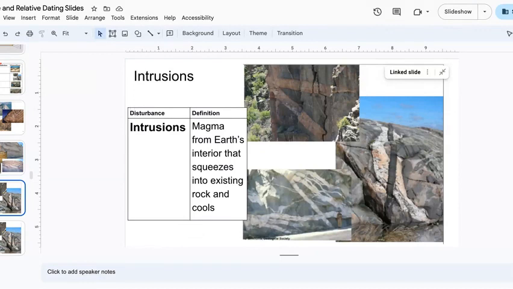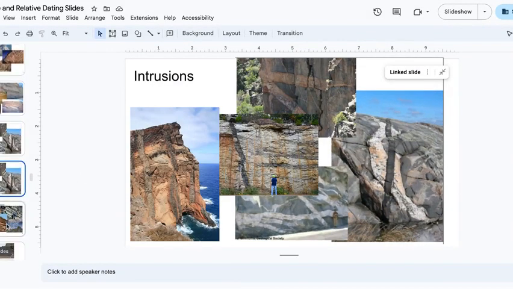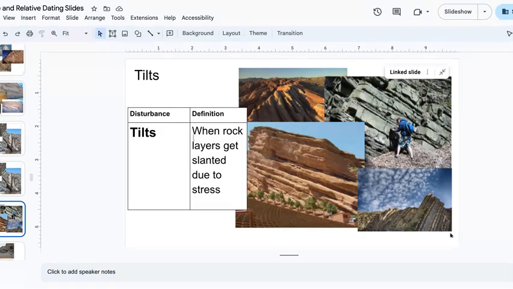Intrusions, again, are like we talked about, when magma or hot melted rock seeps its way into existing rocks and then cools down into existing cracks specifically. And then last is a tilt. So pressure from below causes a section of the Earth's crust to pop up, and instead of being nice and horizontal, which is how it was originally laid down, it's now at an angle. Okay.